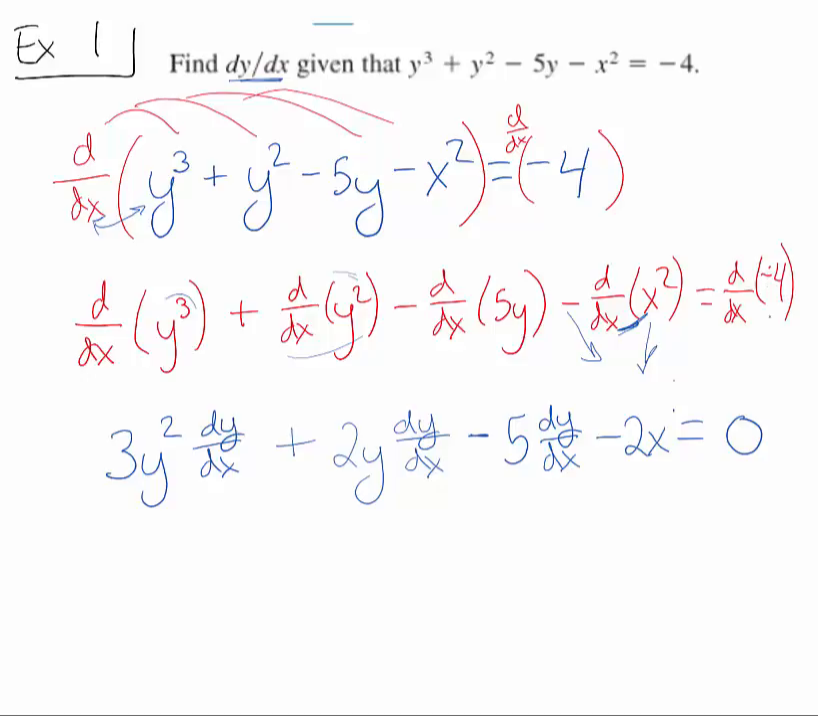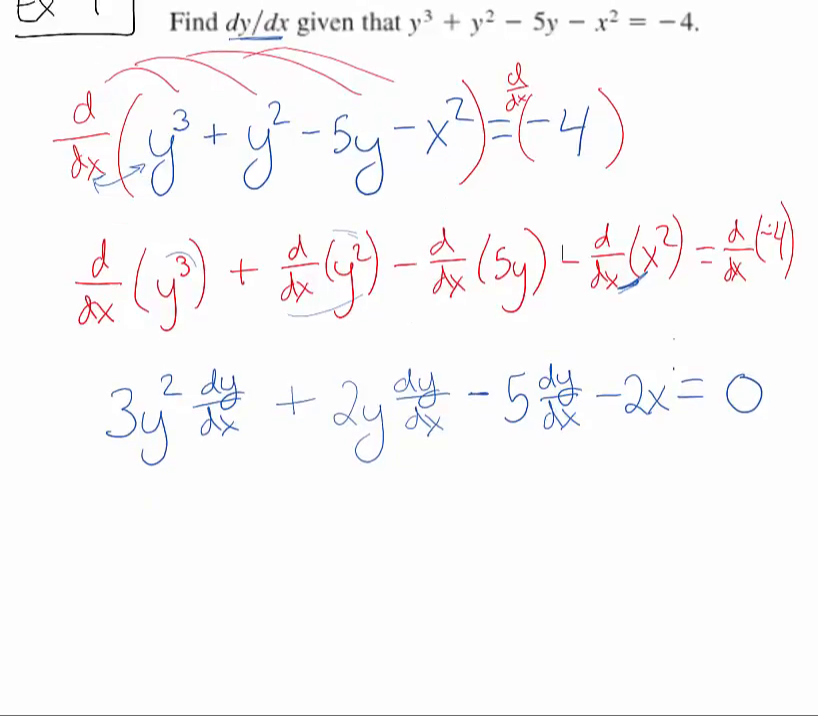And then the derivative of any constant number is 0. So now I'm at this step in blue. And remember, we're solving for dy/dx. So I have a dy/dx here, here, and here. What we're going to do is move everything that's not a dy/dx over to the other side, and then we'll be able to factor it out.